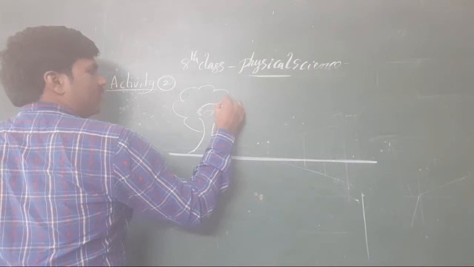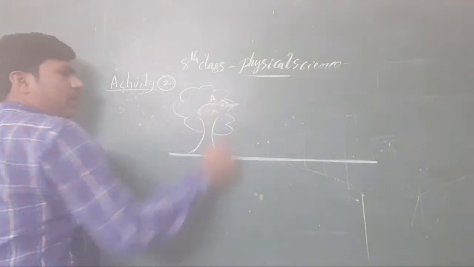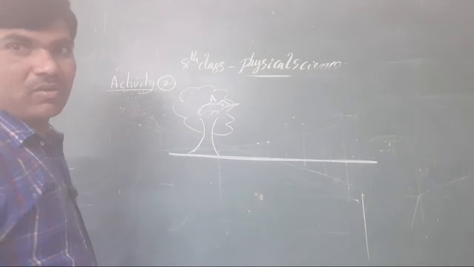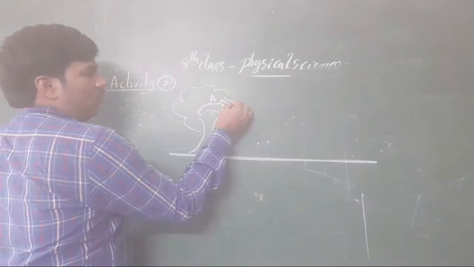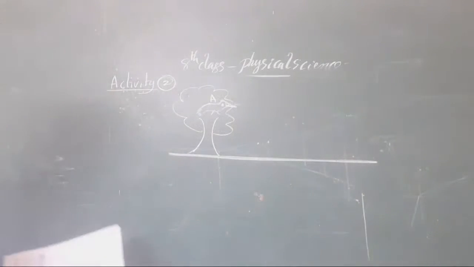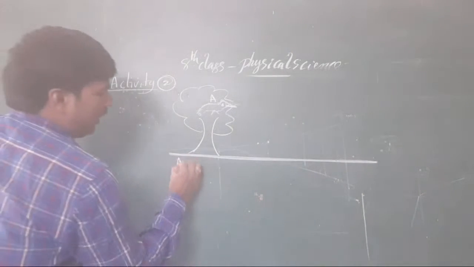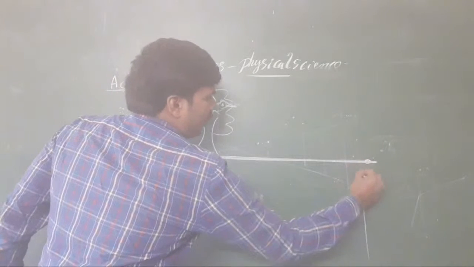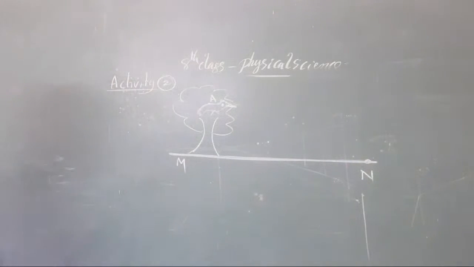Okay, there is a crow at a point A. Is that clear, all the students? And now there will be a point at, actually, M as well as N. And between M and N there is some ground here.